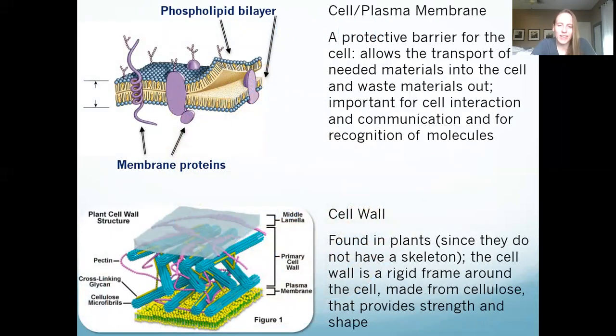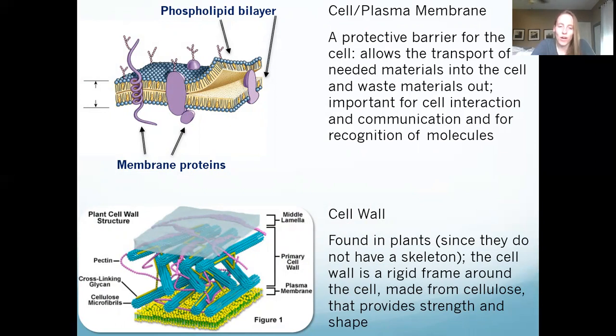Okay, so we're going to just kind of go through each of those parts one at a time and some of the things that you need to know about them. So the cell membrane is also called the plasma membrane. We are going to learn a lot more about this in the next lesson, but it is a protective barrier for the cell. It allows certain materials to be moved into and out of the cell. It also allows for cells to communicate and interact with one another, as well as to recognize different molecules.